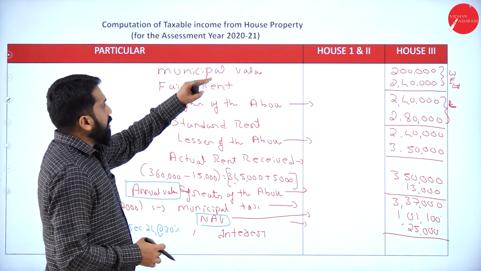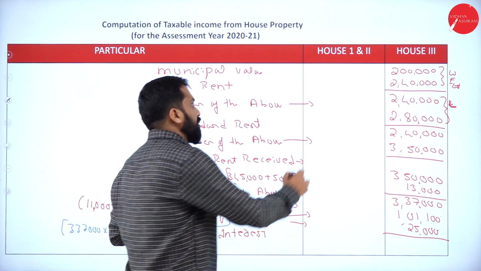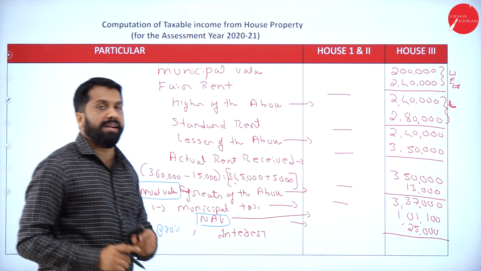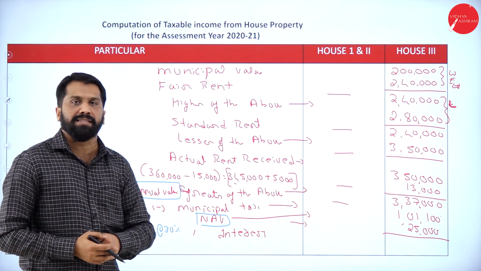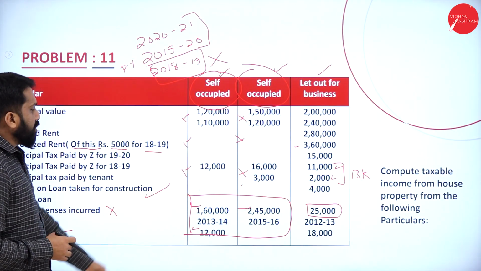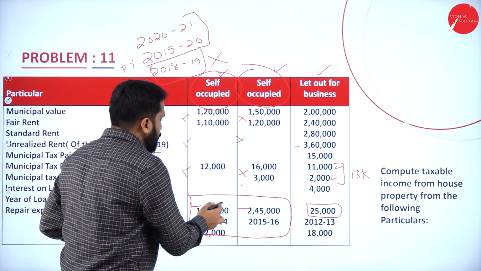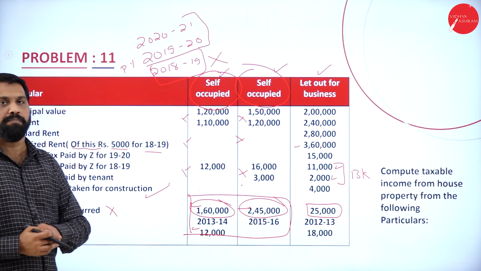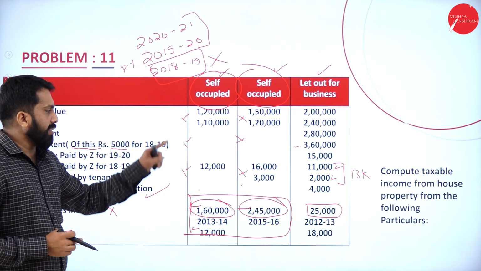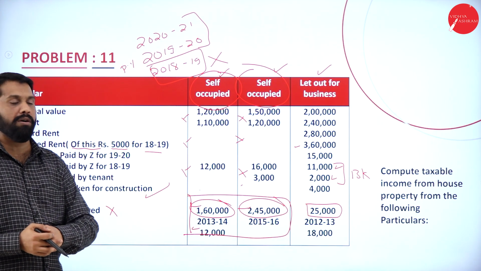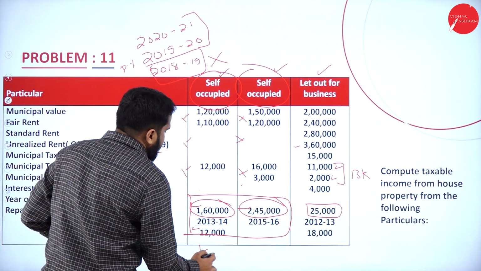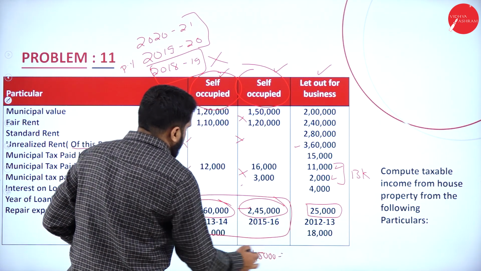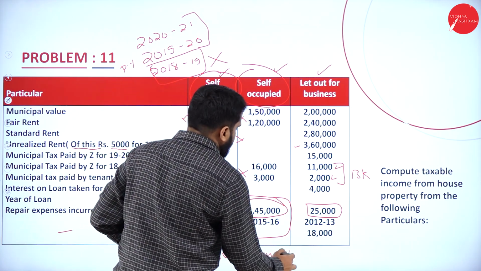I'll deduct later. Now, in your house 1 and house 2, we don't consider anything. As you know, if it is self-occupied, other than the interest portion, we will not consider anything. Now, interest portion, how much we have? For house 1, we paid 1,60,000. House 2, we have paid 2,45,000. How much is it? 1,60,000 plus 2,45,000, all put together almost 4,05,000.